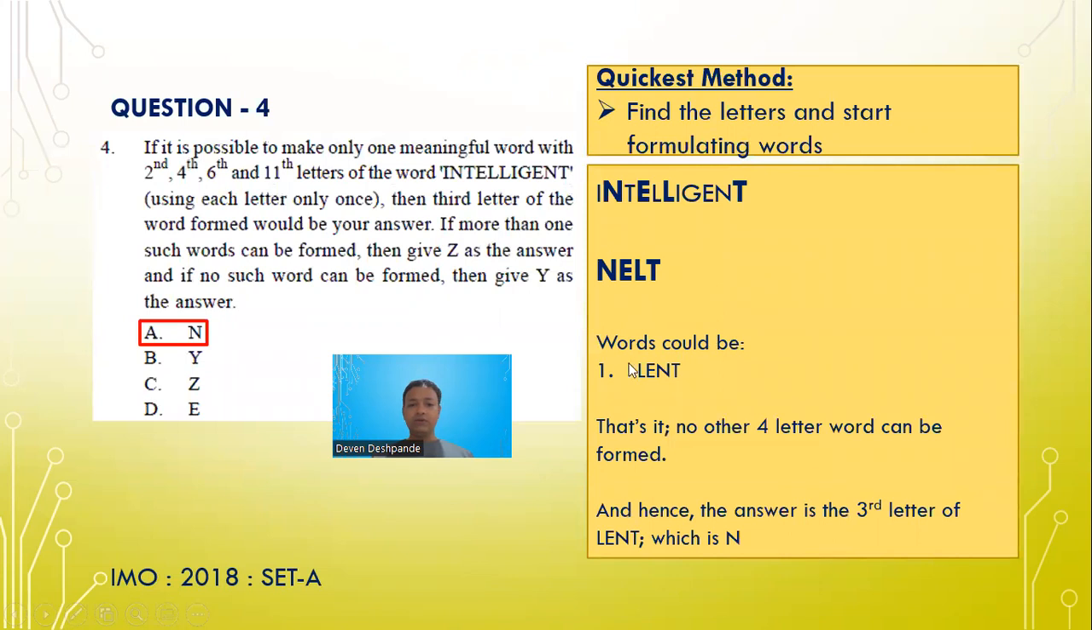From this no other words can be formed, only LENT can be formed. So only one word, then the third letter of the word formed. What is the third letter? N. N is the answer. So the answer is N, which is option A.